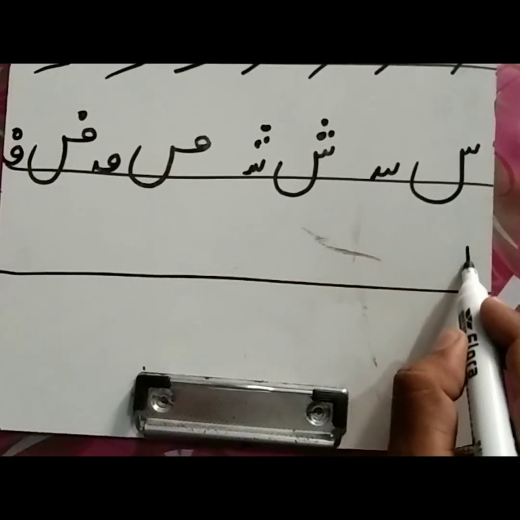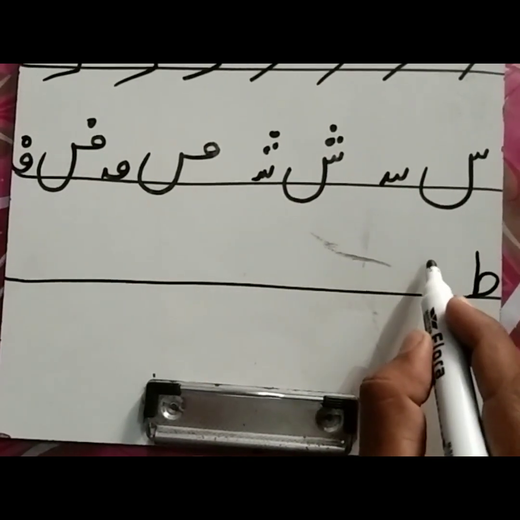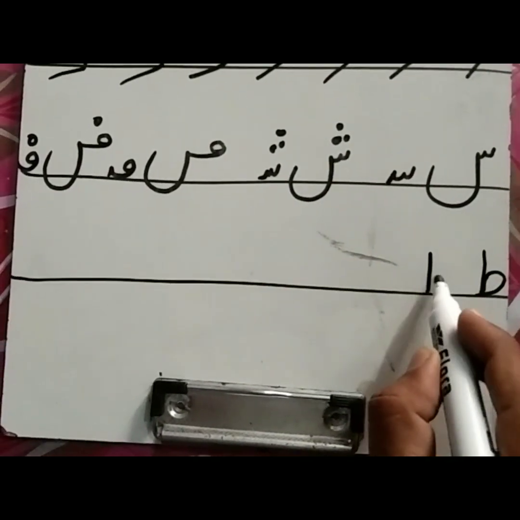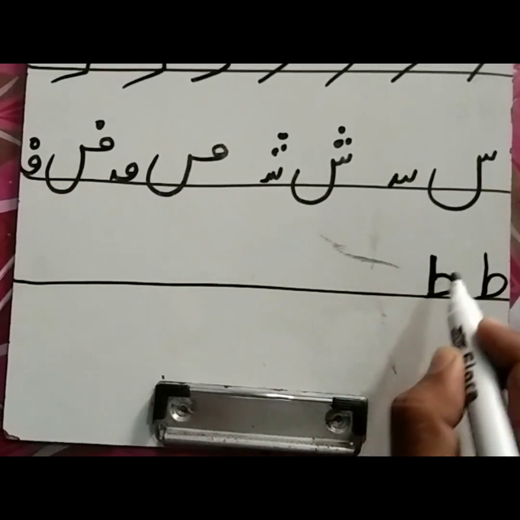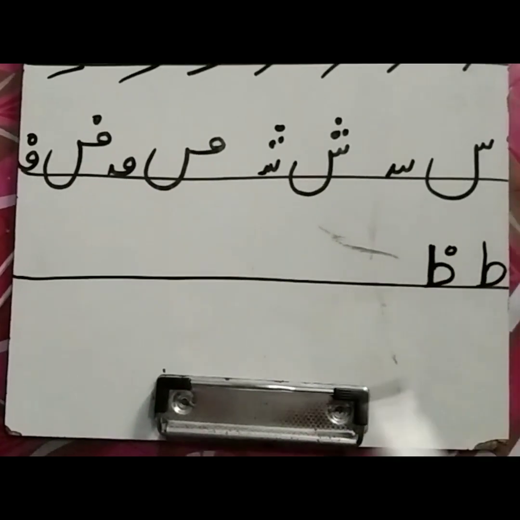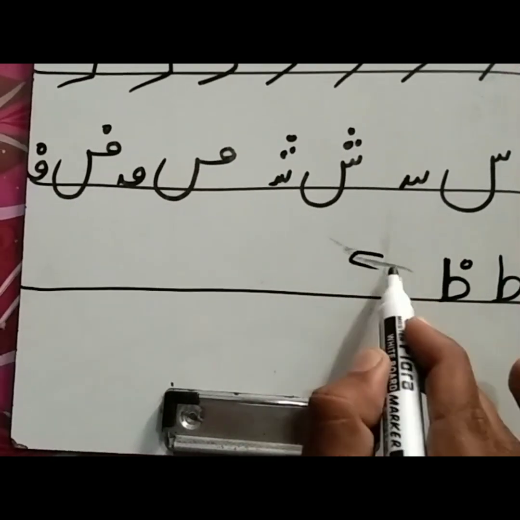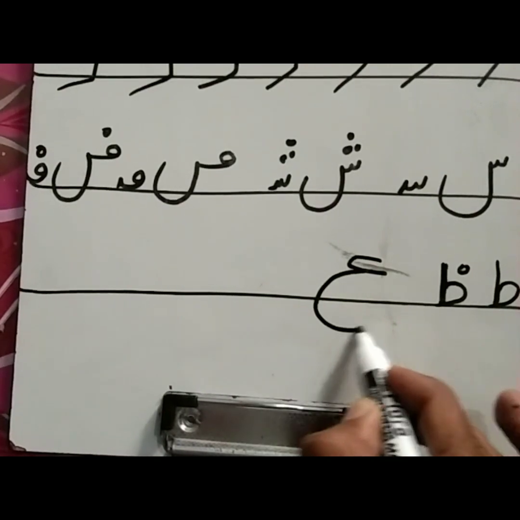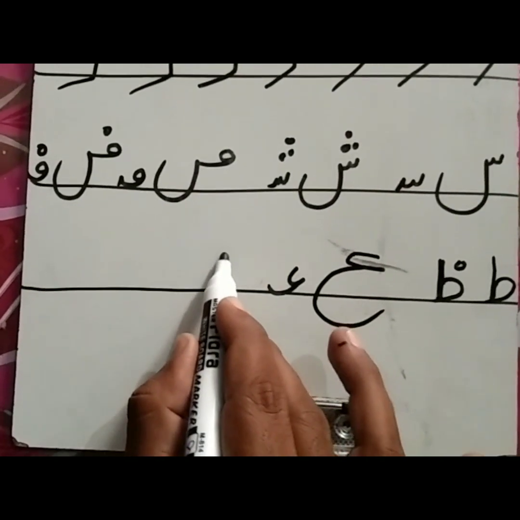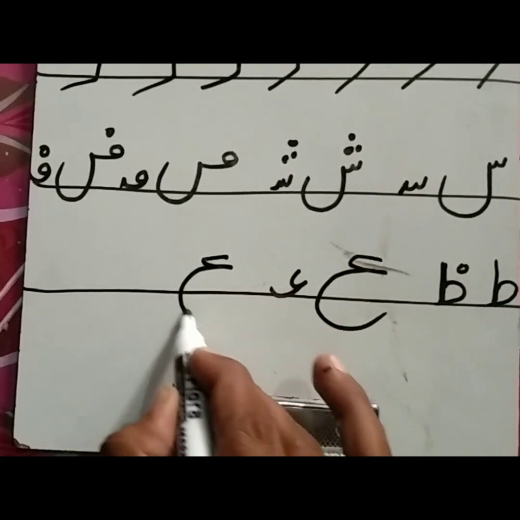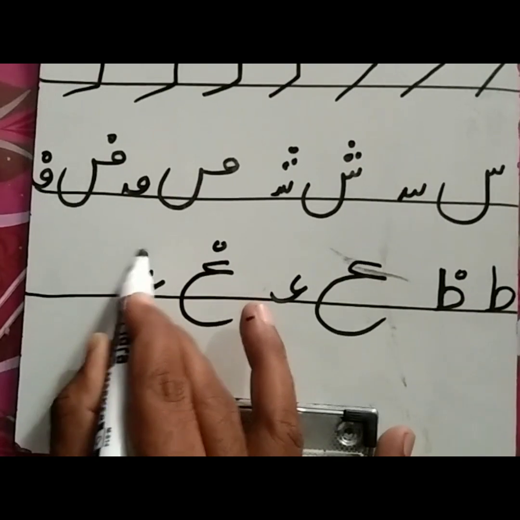The next letter is Toy, which doesn't have a half shape, and its full and half shape are the same. And the next letter is Zoy: a standing line, make a curve and put one dot. These letters don't have a half shape. The next letter is Ain and the half shape of Ain. The other letter is Ghain and the half shape of Ghain.